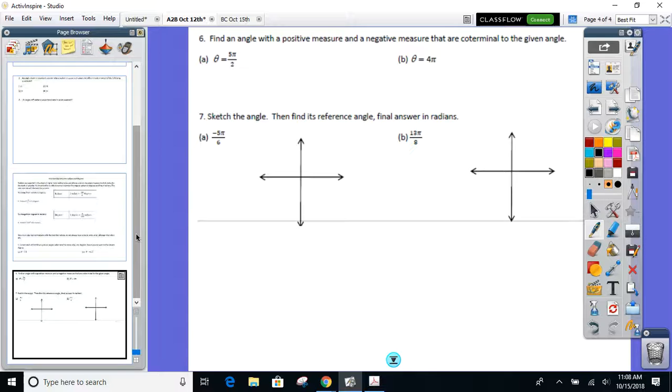We ended off on part B, right? 6B. Correct? 6B. Okay.